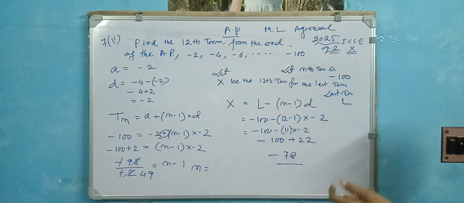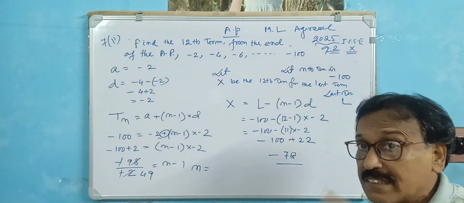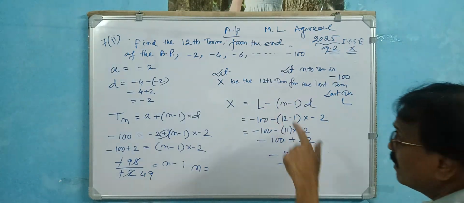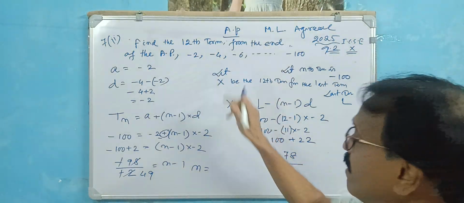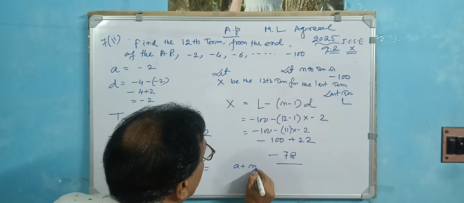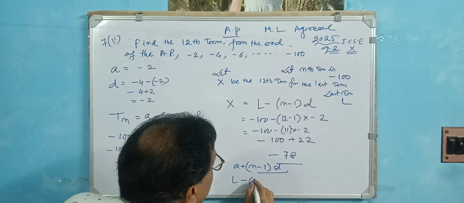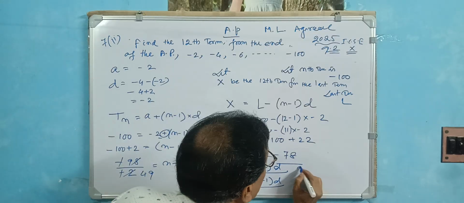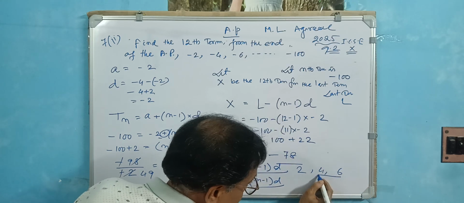Just one new thing: when the terms are in increasing order, the formula is a plus n minus 1 into d. But from the back, from the last term, it is L minus n minus 1 into d. I repeat, from the starting it is a plus n minus 1 into d, and from the last, L minus n minus 1 into d. That is the only difference. Here 2, 4, 6 is actually increasing, but from the end it is decreasing.